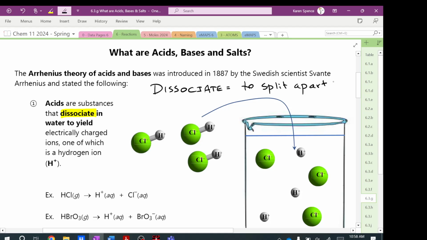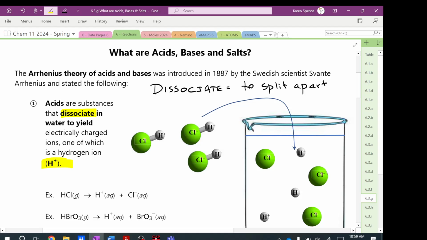Have you guys heard the term associate? If you associate with someone, you come together and you meet with them, yes? So if you dissociate, it means it's coming apart. They dissociate when you put them in water, and one of the ions that you get is H+.